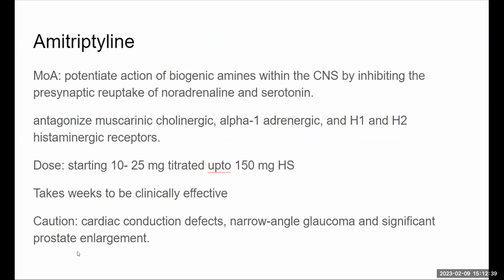Amitriptyline, the mechanism of action, as explained earlier for the TCA group as a whole, potentiates the action of the biogenic amines within the CNS and inhibits the presynaptic uptake of noradrenaline and serotonin, along with acting on the cholinergic, adrenergic, and histamine receptors. So they are started slow, titrated up, and if they are to be discontinued, they are tapered down. They take a few weeks to be clinically effective. Caution is needed regarding cardiac conduction, narrow angle glaucoma, and significant prostate enlargement.